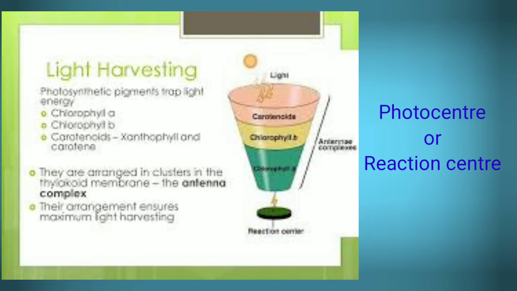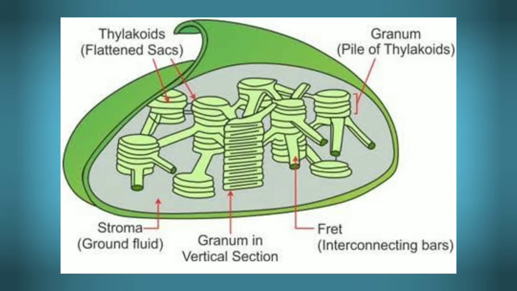So therefore, let's discuss those photocenters which are present inside the thylakoid, and then after that I will start with the process which is called the light reaction, because in order to know light reaction, the knowledge about the thylakoid is very important. Here, this is the structure of the chloroplast and there you can see the structure of the thylakoid.